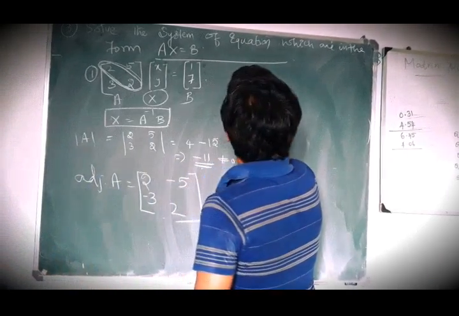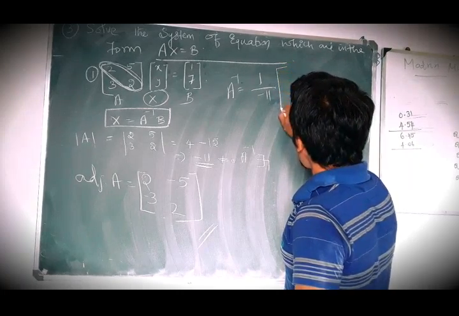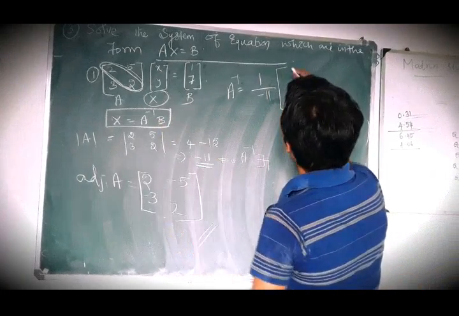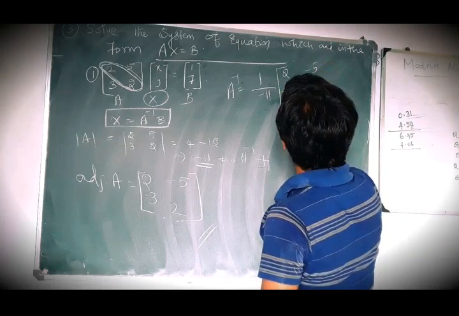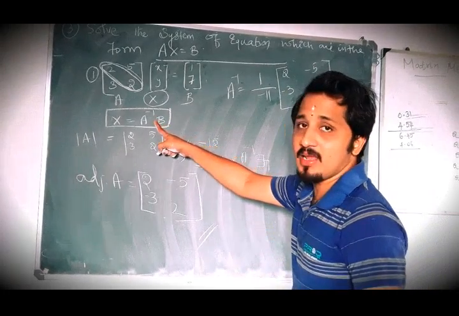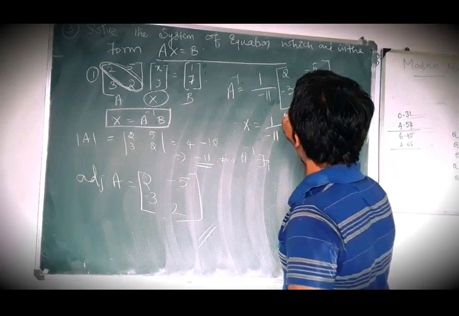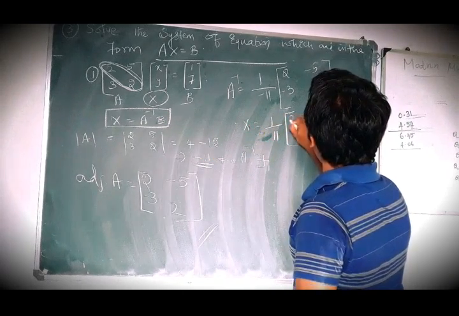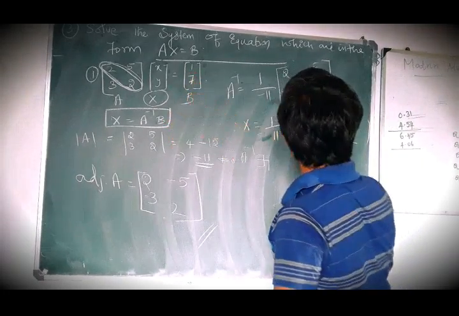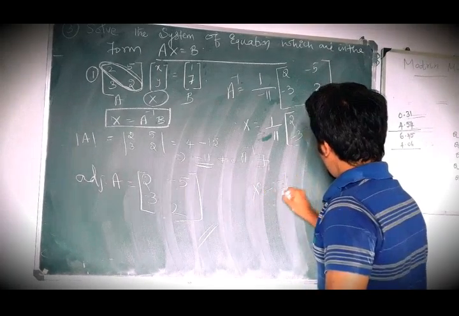So A inverse is equal to 1 by determinant A, which is 1 by minus 11, into adjoint A. What is adjoint A? 2, minus 5, minus 3, 2. This is nothing but A inverse. How to find x? A inverse b. So x = minus 1 by 11 into 2, minus 5, minus 3, 2, into what is the value of b over here? 1, 7.